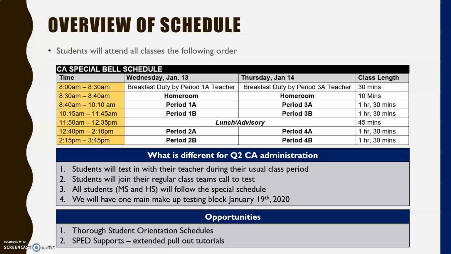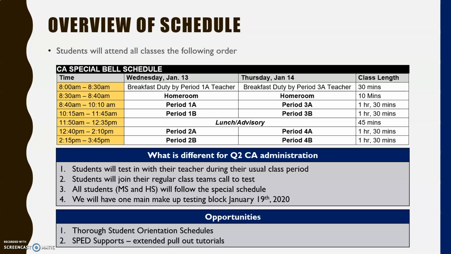So, Quarter 2 common assessments have a few differences from our previous experience, all of which I think are great and allow us a lot more flexibility in the environment that we provide for students and staff. The first thing is that our common assessment bell schedule will apply to all students. All grade levels 6 through 11 will engage in the special schedule, although only semester-long high school courses will be engaging in a test.